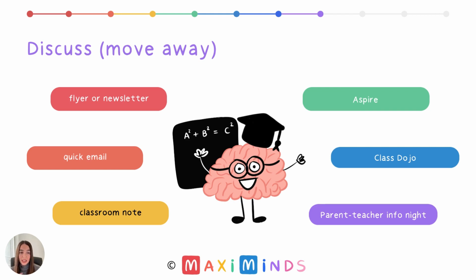Discussing, moving away, can look like a classroom note, which could be seen by the student as well, and that may be important for them to be across the details of too. A quick email, a class-wide newsletter, for instance, or considering those tools that we've looked at before, so Aspire, Class Dojo, Parent Teacher Night info, etc.